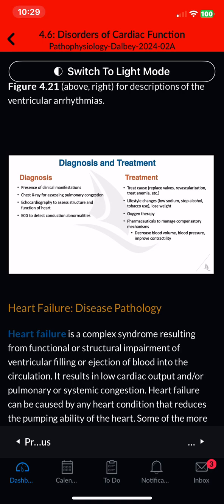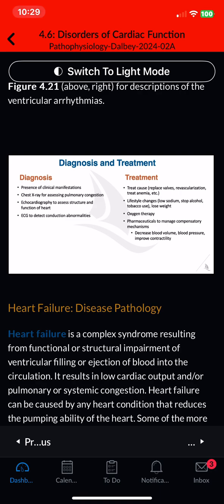Treatment, we want to start by trying to see if there are any underlying pathologies and treating those. So for instance, if there are valve issues, replace the valves. We can use revascularization or treat anemia, etc. Lifestyle changes help, especially with those compensatory mechanisms. So we put patients on a low sodium diet, ask them to stop alcohol or tobacco use and lose weight. Oxygen therapy might be necessary for some patients, especially if there is pulmonary involvement.